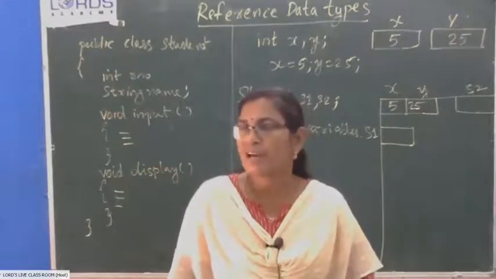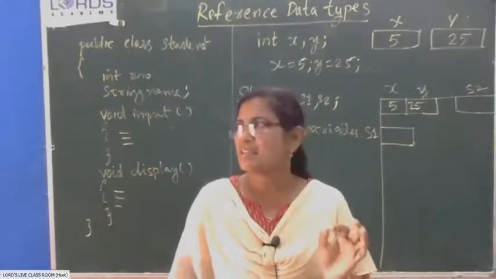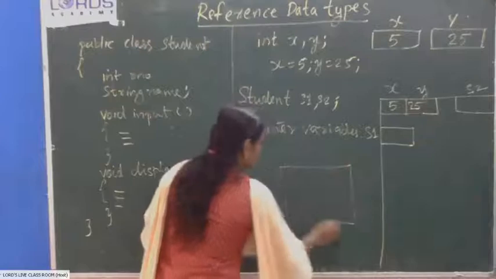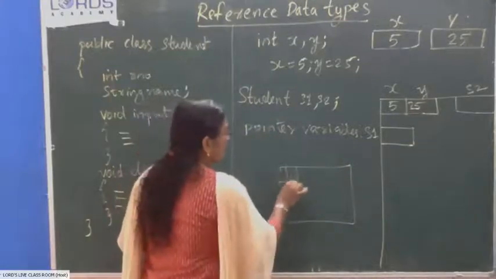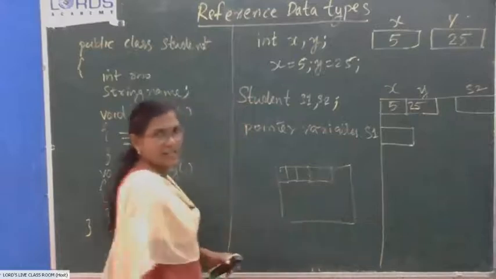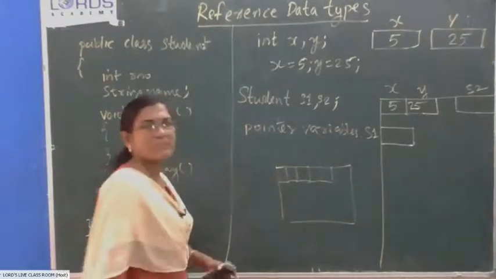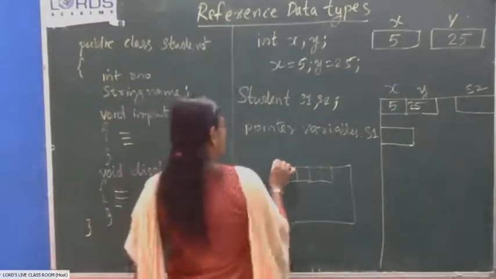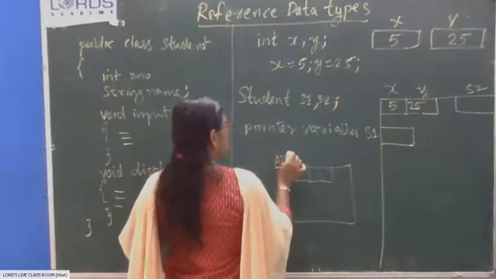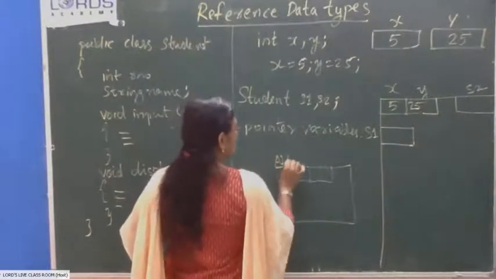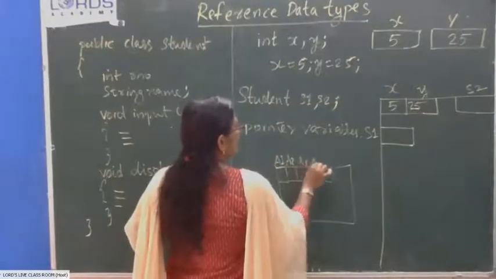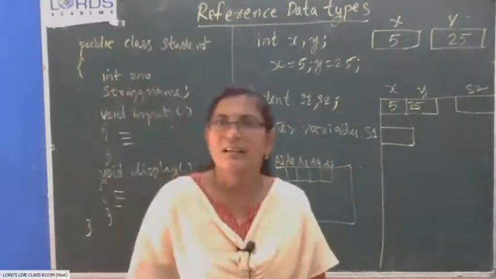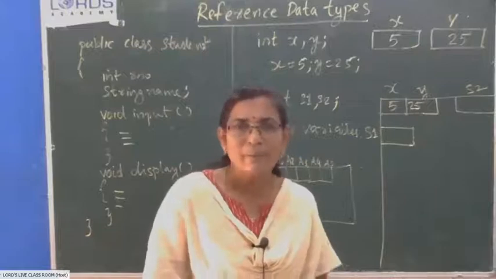Computer memory is made up of a large number of electronic cells. Each cell has a unique address to identify it. Just imagine that this is computer memory. It is made up of a large number of electronic cells. Each cell has a unique address. Imagine that the hexadecimal number system is used for storing the address of memory cells. So the first cell's address is A1, this is A2, this is A3, A4, A5, like that it goes. Each cell has a unique address given in memory to identify it.